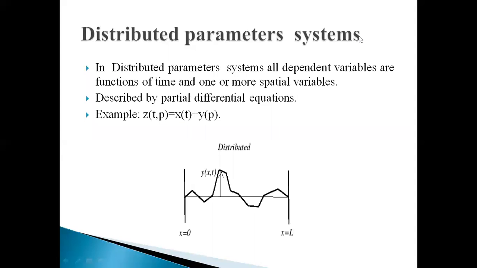Next class is distributed parameter systems. In distributed parameter systems, all dependent variables are functions of time and one or more spatial variables. That means here independent variables are more than one. These systems are described by partial differential equations. An example of this is a system Z that depends on two independent variables, that is t and p.